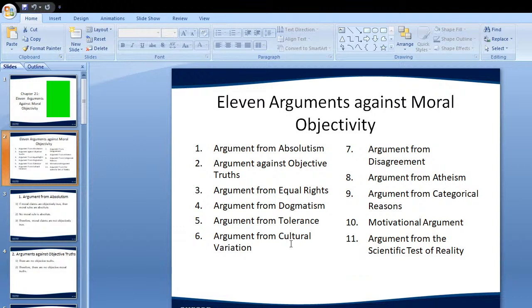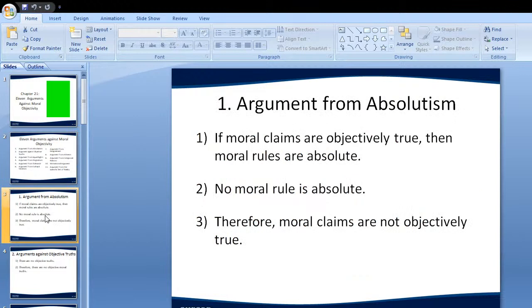Doesn't that sound amazing? Alex, I will take argument 1. Argument from absolutism for 500. Okay, let's begin. Shall we?